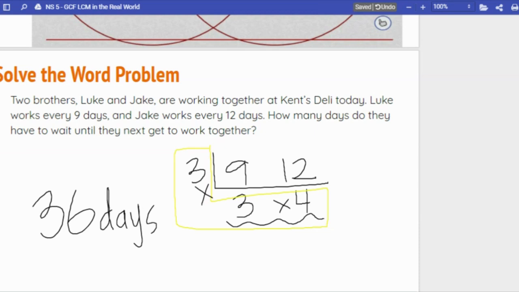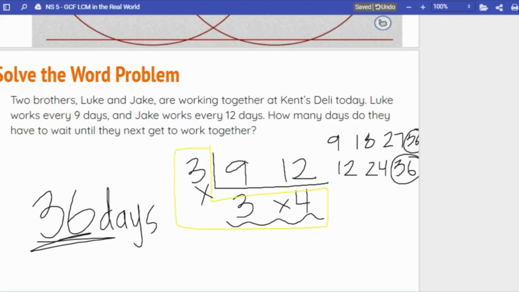Now, let me show you how this works. If we think about it, Luke works on the 9th, then he will work again the 18th, then the 27th, and then the 36th. Sorry, it's cutting off. And Jake works on the 12th, because I'm doing multiples of 12, well, the 24th, and 36 days. So look at that. That 36 is what we found right here.